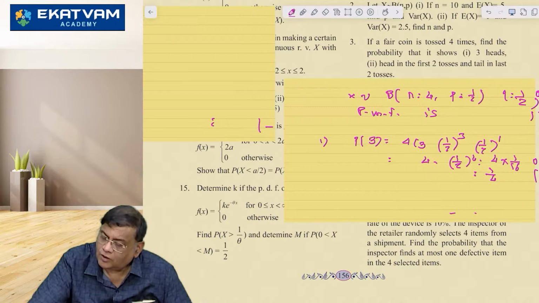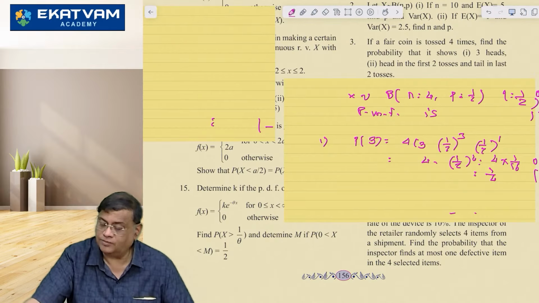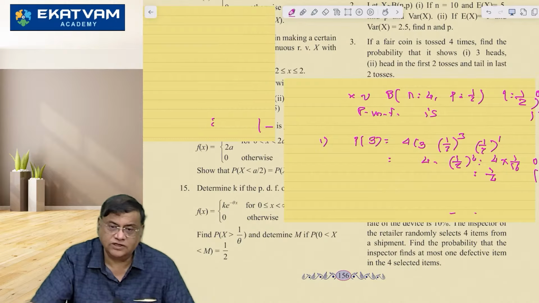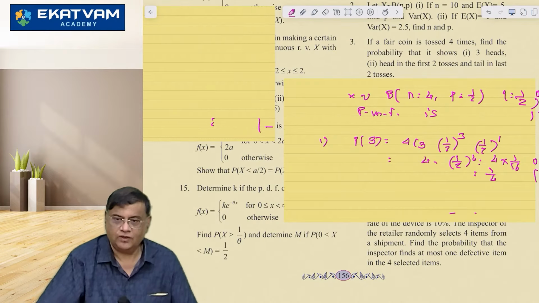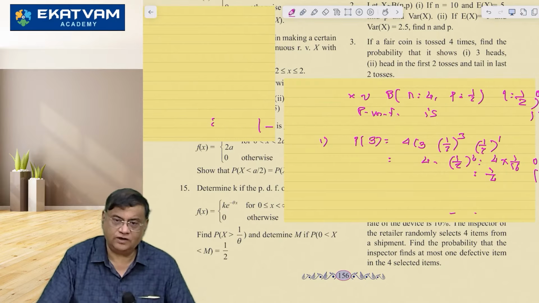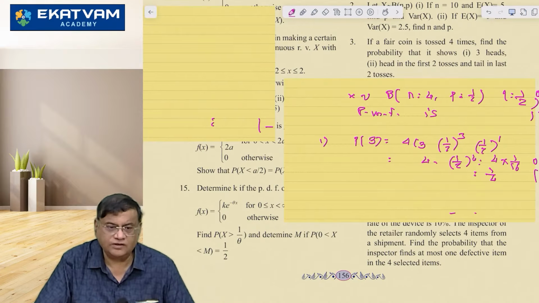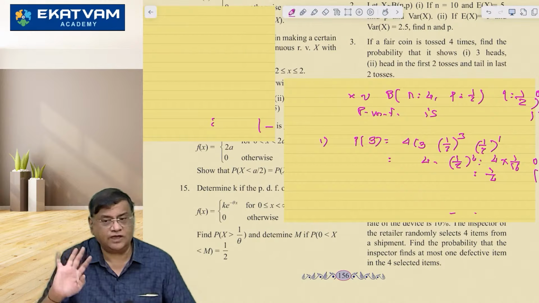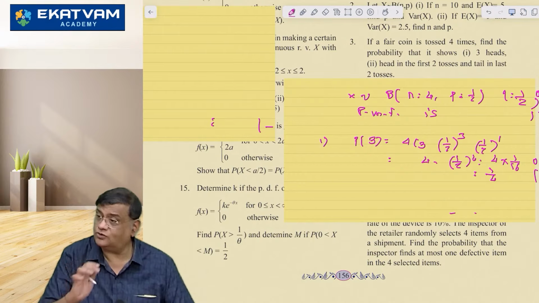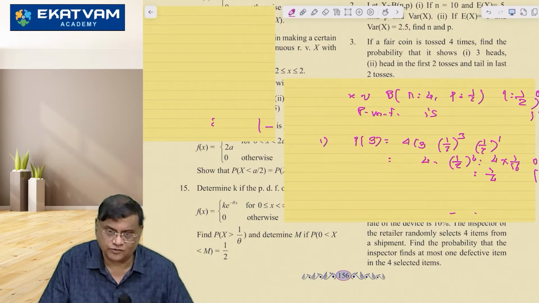Then you want head in the first two tosses and tail in the last two tosses. अभी ये तुम बाइनोमियल से नहीं कर सकते. वेरी गुड क्वेश्चन, वेरी गुड सिचुएशन. ये तुम बाइनोमियल से नहीं कर सकते. सुनो, बाइनोमियल में any two are heads ये हो सकता है, but first two are heads and next two are tails ये नहीं हो सकता.